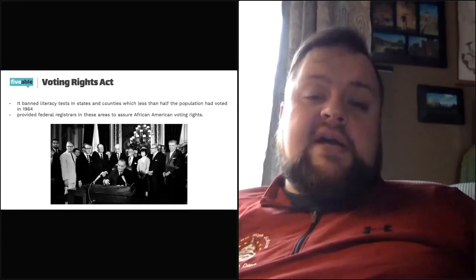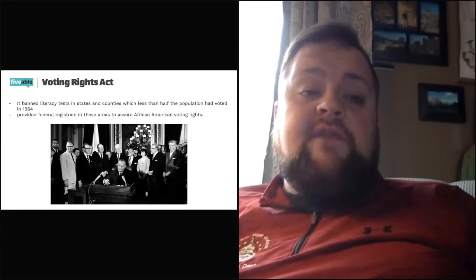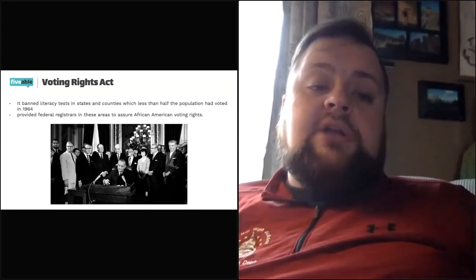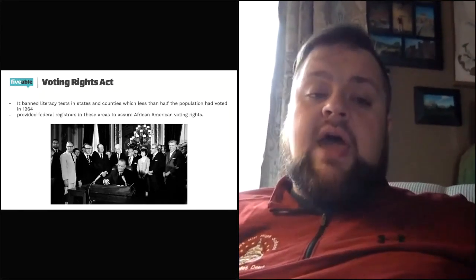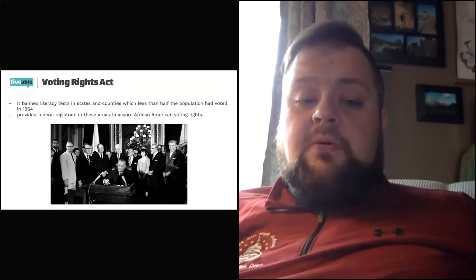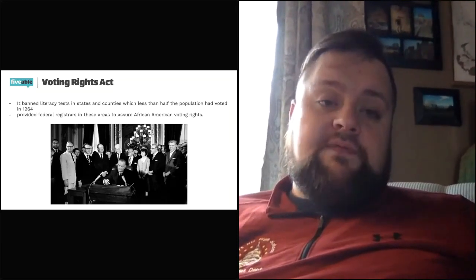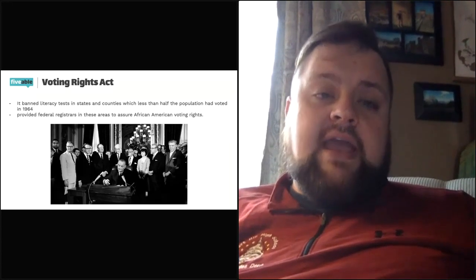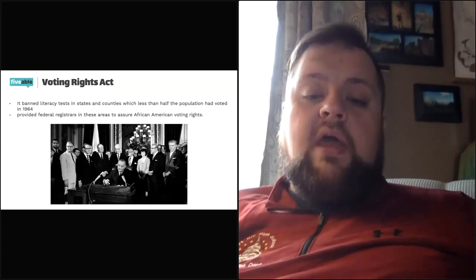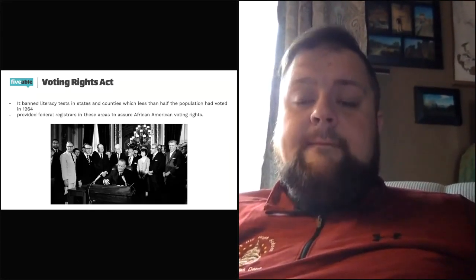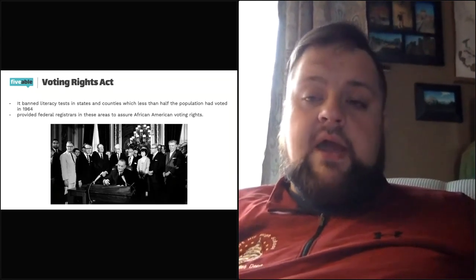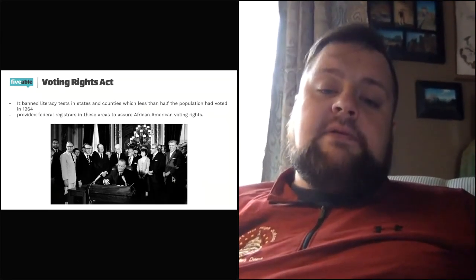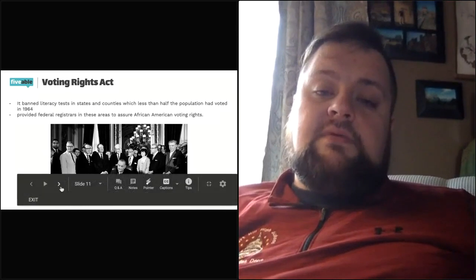It empowered the Justice Department to have federal registrars who could actually go to those areas and ensure that African Americans were being able to have the right to vote, as well as a couple other executive type functions where they were being enforced. Okay, so the Voting Rights Act happens, and that's a major victory in the civil rights movement.